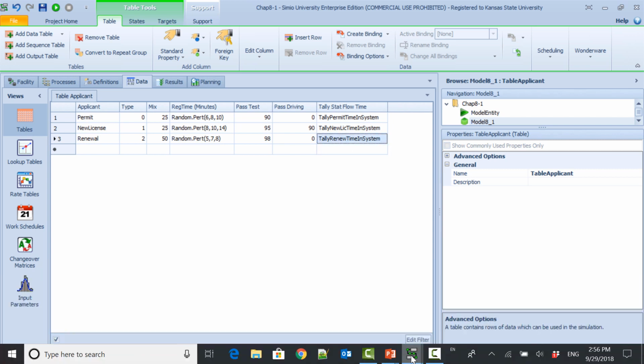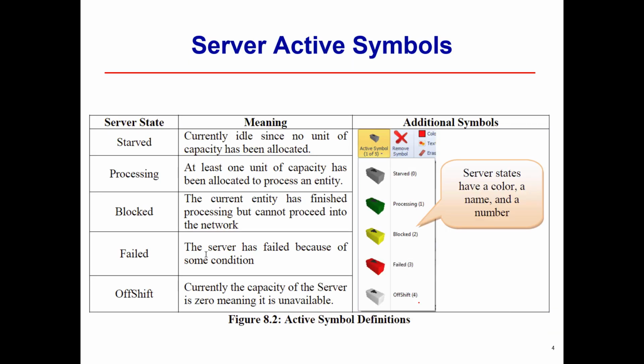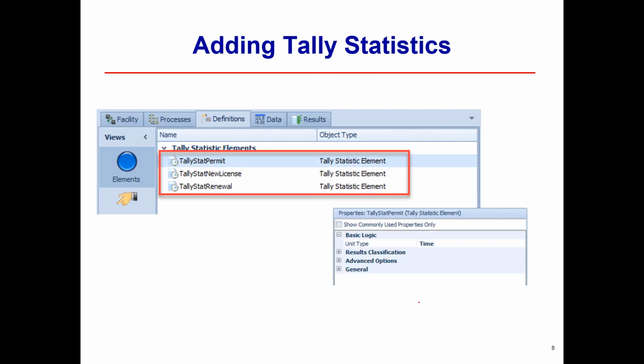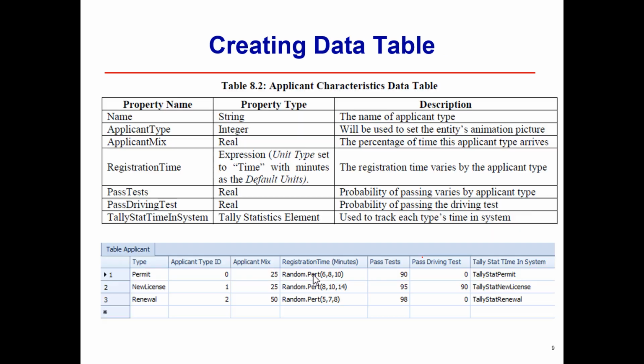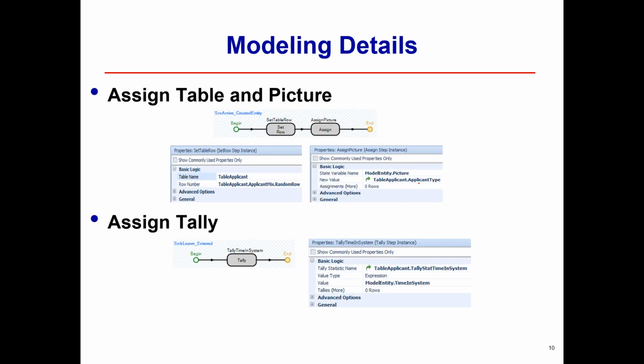So this is pretty much set up similar to what we have over in create tally statistics. And here we're detailing how to create a data table for the whole thing, and for each one of them, the property type, the name of each column, and the description of what they mean in this data table.